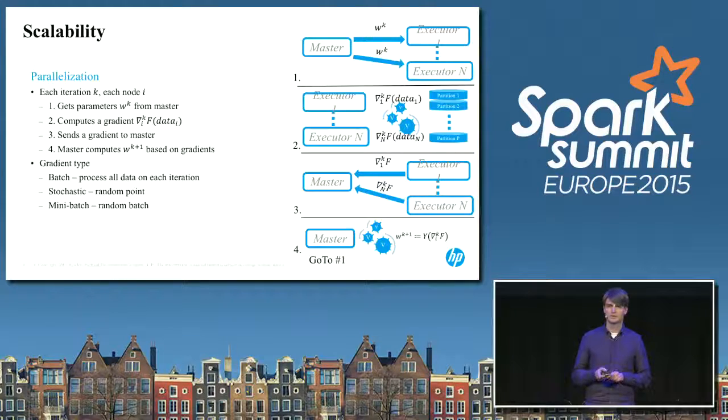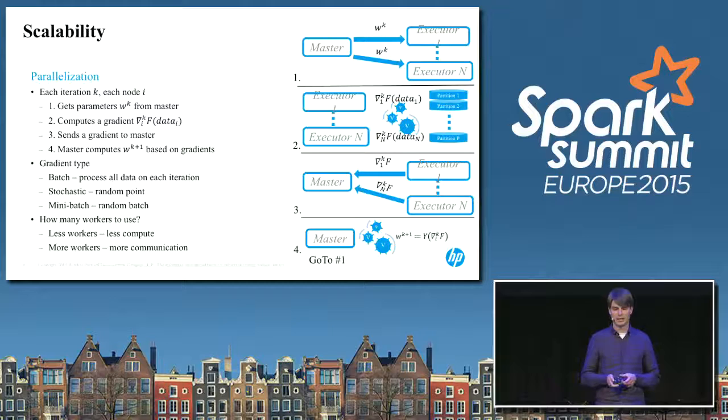There are different types of gradients. First is batch gradient, when you process all data on each iteration. There is stochastic gradient, when you process a random point on each iteration. And there is mini-batch gradient, when you process random batches on each iteration. I'm going to talk about the batch gradient. So it seems that it's possible to do parallelization with data in Spark. But how many workers to use? It seems obvious that if we use fewer workers, then we have less compute power. But if we add more workers, then there is a communication overhead, because everyone needs to communicate the gradients and the parameters. So let's look at this in more detail.